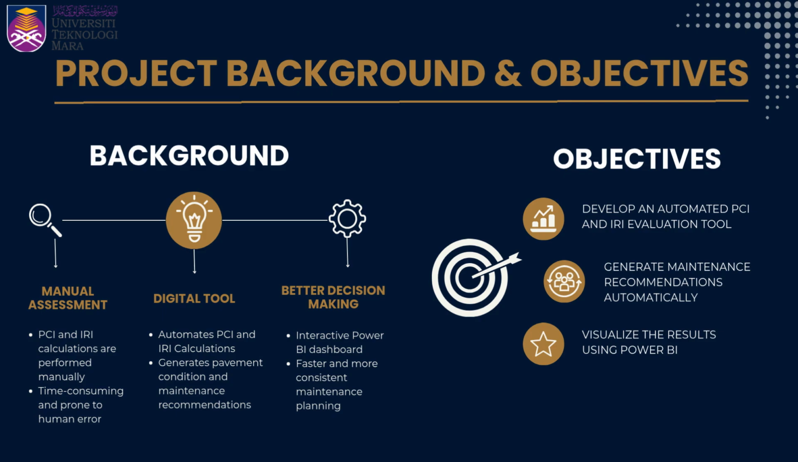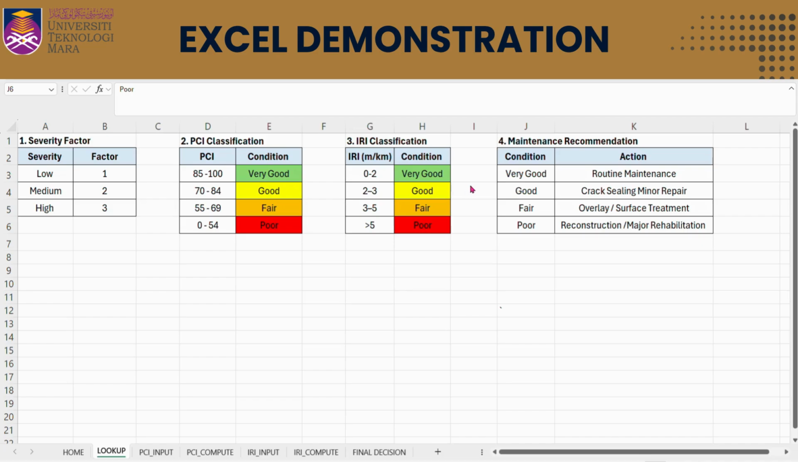Therefore, the objectives of this project are to develop an automated PCI and IRI evaluation tool, generate maintenance recommendations automatically, and also visualize the result through an interactive Power BI dashboard to support faster and more consistent maintenance decision making. Now, I will demonstrate how the developed system works, starting from Microsoft Excel.